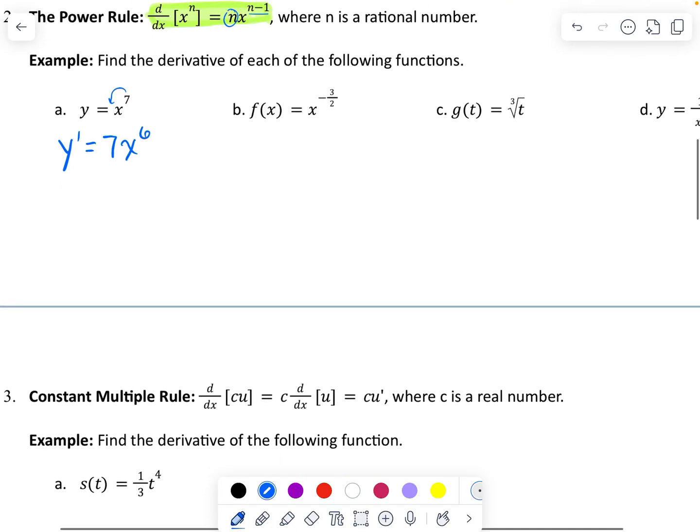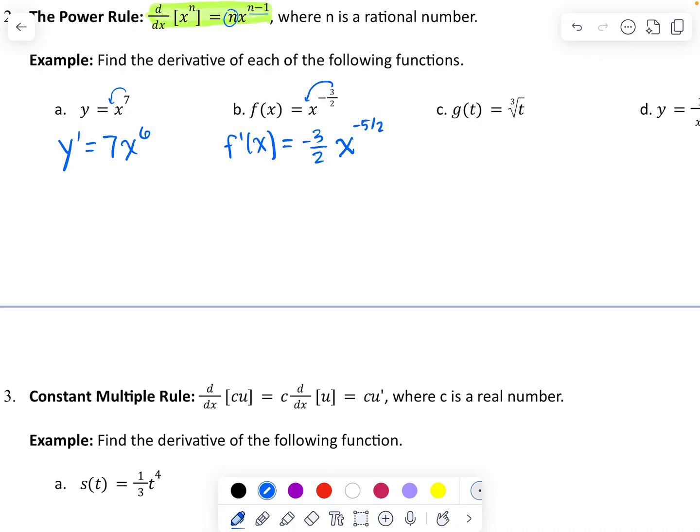If you wanted to, you could go ahead and do one of these using the limit definition and see that it works. But you don't have to do that. Okay, let's try this one. F prime of x equals, so I'm going to bring that exponent out front as a coefficient. I keep my x there, and then I have to decrease my exponent by 1. So negative 3 over 2 minus 1 is negative 5 over 2.